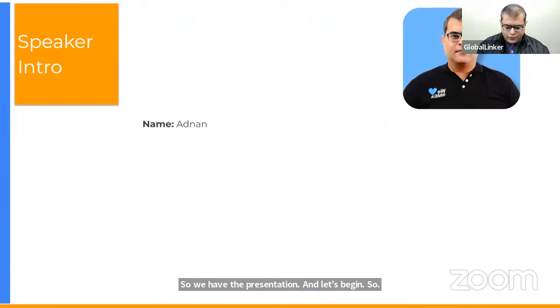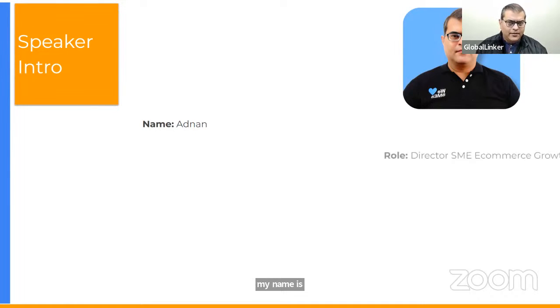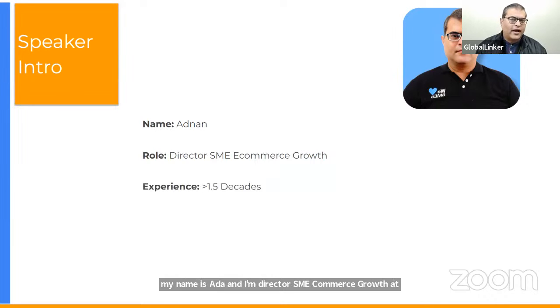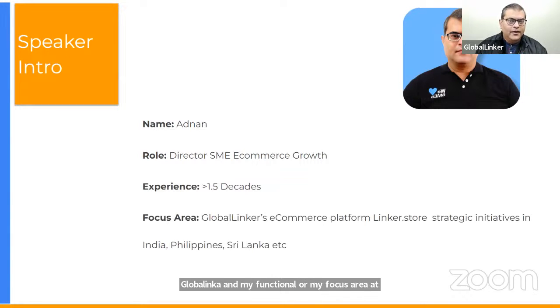So this is a quick introduction about myself as well. My name is Adnan. I'm Director SME Commerce Growth at GlobalLinker, and my focus area at GlobalLinker is digital commerce. In addition to that, I actively work on sharing knowledge and information with business owners like you on how they can use digital and technology to grow their business.